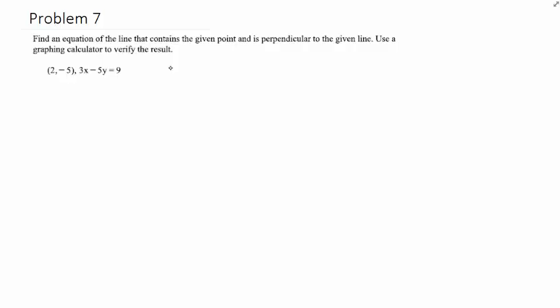Problem number 7. Find an equation of the line that contains a given point and is perpendicular to the given line. And then use a graphing calculator to verify your results. So we have a given line here, and an equation of the line that we want would look something like this, where we would want to look for the slope and the y-intercept.